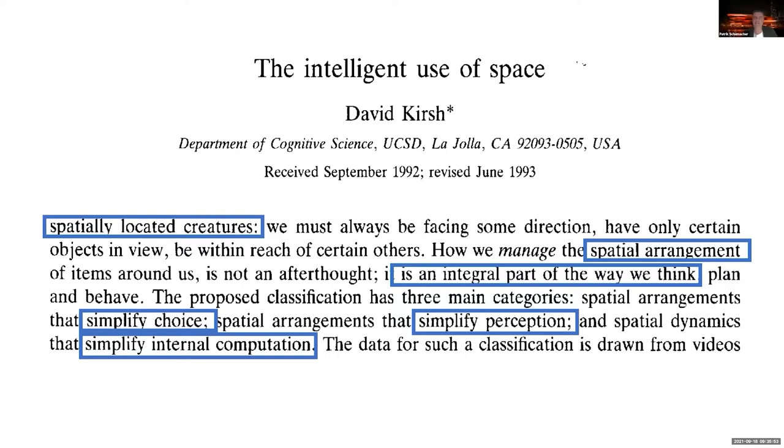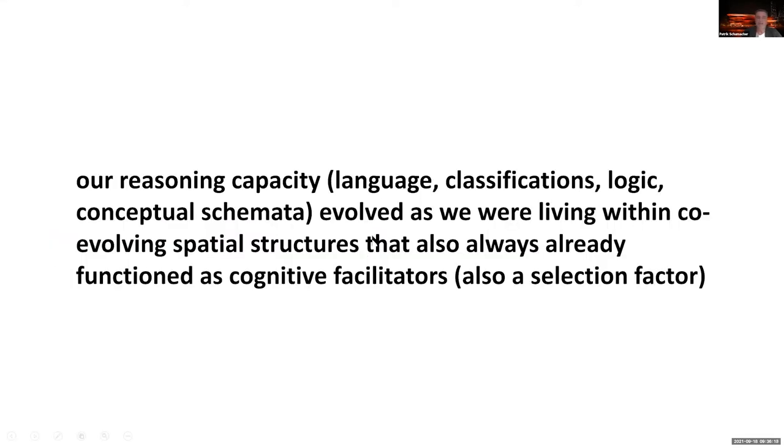Oh, right. And then there's this here, which I've looked at, the intelligent use of space, spatially located creatures, et cetera. That spatial arrangements are an integral part of the way we think, and I absolutely agree with that. So what I'm saying here is, our reasoning capacity, language classifications, logic, conceptual schemata evolved as we were living within co-evolving spatial structures that are also always already functioning as cognitive facilitators, as a selection factor. So that's the key thesis here.